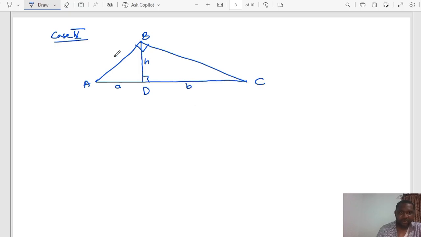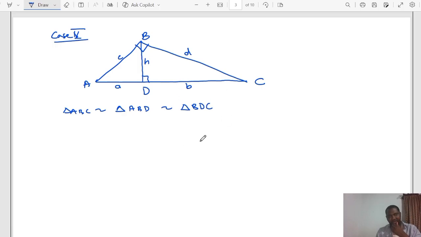Let me call here small letter c and small letter d, okay? Now, this is also a case of similar triangles. You can say that triangle ABC, which is the bigger triangle, is similar to triangle ABD, right? Which is also similar to triangle BDC, okay? So the three triangles are similar.